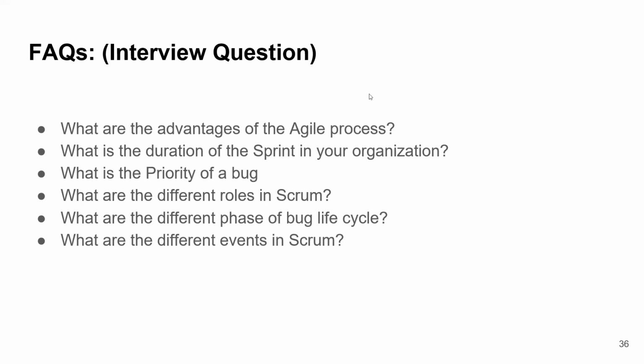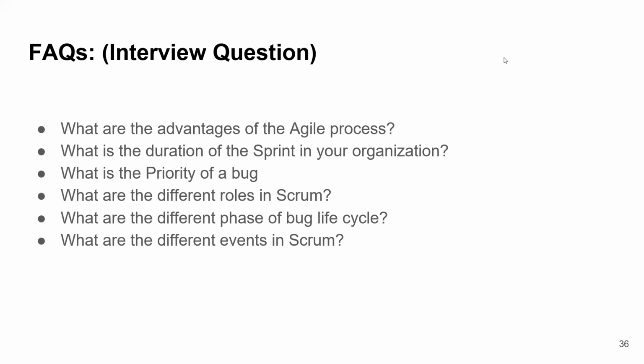Now, coming to the second question, guys. What is the duration of a sprint in your organization? Yes, anyone? 2 weeks, 10 working days. Yeah, the sprint cycle is 2 weeks. Not one week, guys. There is no organization having 1 week. It will be 2 weeks to 1 month.